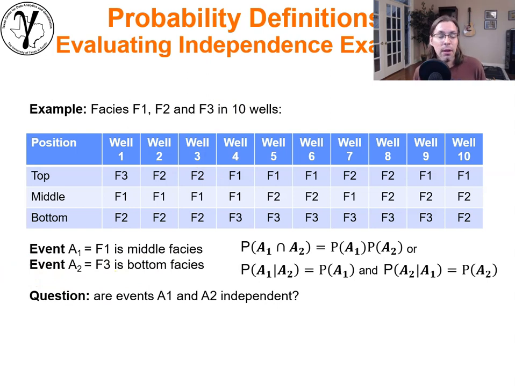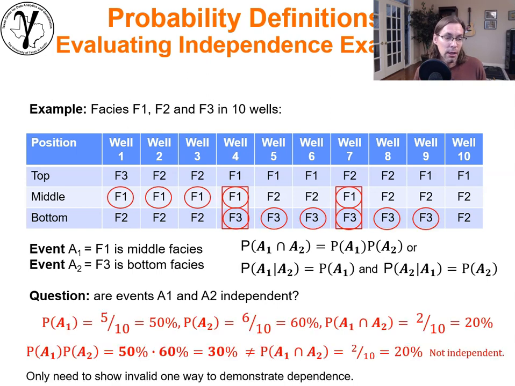Okay, 3, 2, 1, here's the solution. A simple way to do this is, I always like drawing circles, boxing things off, making it clear what events A1 and A2 are. So A1 was facies 1 in the middle, so those are all of the A1s. The circles down here are the A2s, facies 3 in the bottom or base unit. So we can calculate the probability of A1, the probability of A2, and we can calculate the intersection of A1 and A2. We had 2 times that they both occurred out of 10. And so we have 50%, 60%, 20%.